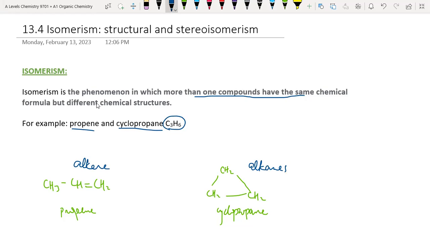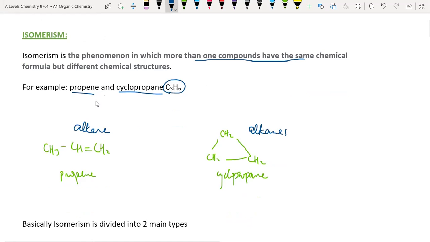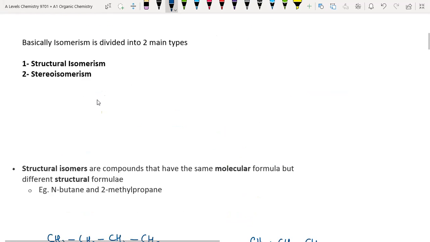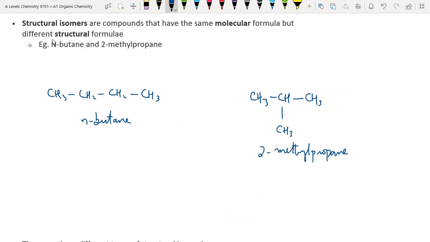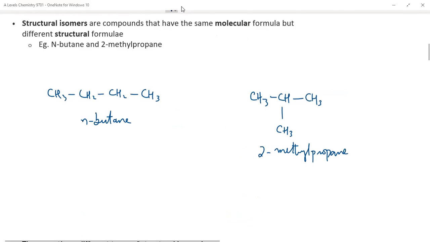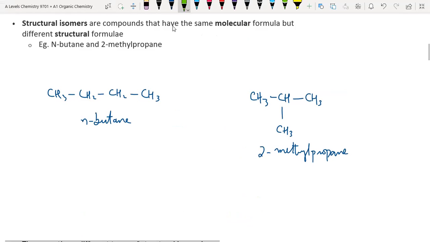Isomerism, as we have already discussed, is further subdivided into two main categories, that is structural isomerism and stereoisomerism. First of all, we are going to discuss structural isomerism. Structural isomers are the compounds that have the same molecular formula but different structural formula. This is further subdivided into three main categories.